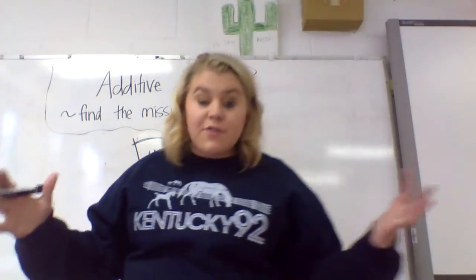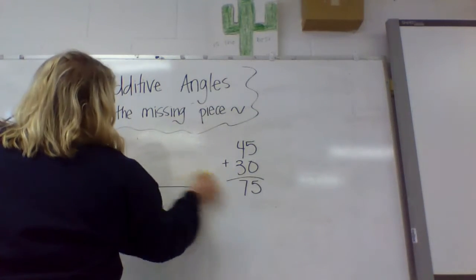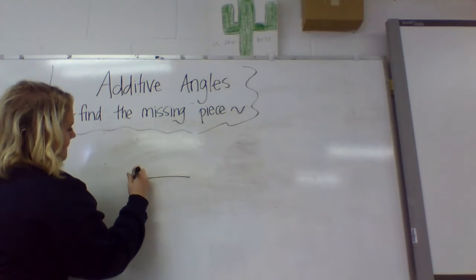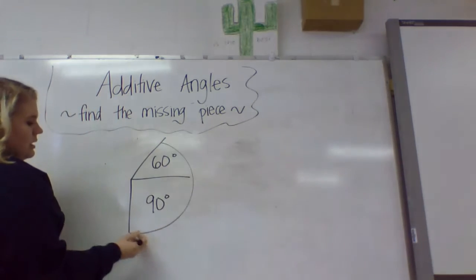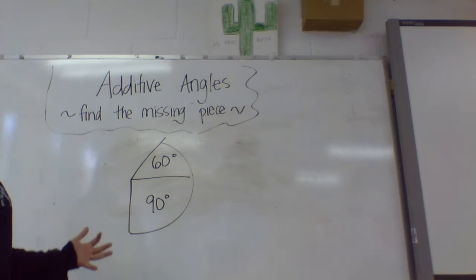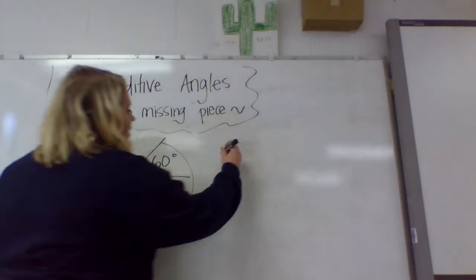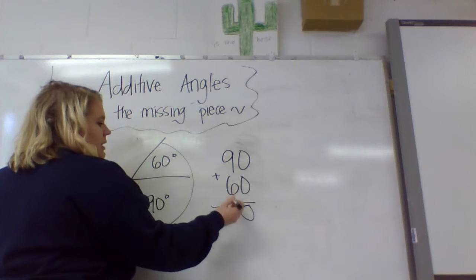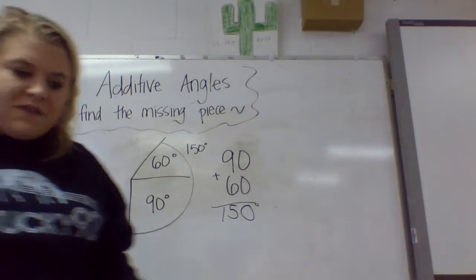There could be several ones where they give you all of the pieces and you need to add them up. Another one like that, they might say, here's your angle. This piece is 60 degrees. This piece is 90 degrees. Find the measure of the large angle formed by these pieces. Well, we've got the 2 pieces, so we need to add those 2 pieces. 90 plus 60, 0 plus 0 is 0, 9 plus 6 is 15. This whole thing is 150 degrees.